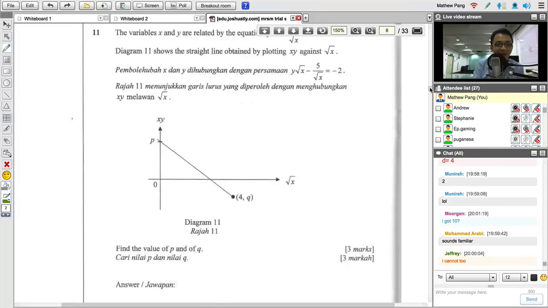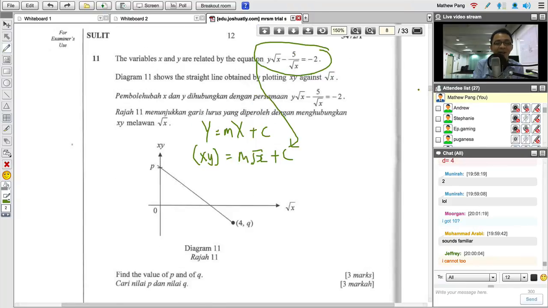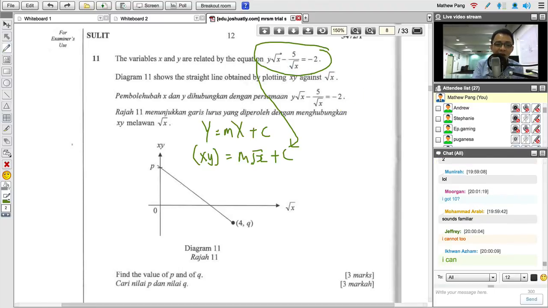Let's just continue. It's number 11. I try to change this equation into this pattern, meaning I must have xy equal to something times square root of x plus c. So I'm trying to change this equation. I got y square root of x minus 5 square root of x over square root of x equals negative 2. In order to get xy, maybe I multiply square root of x to every single term. So this one, I will get y square root of x multiplied by square root of x.